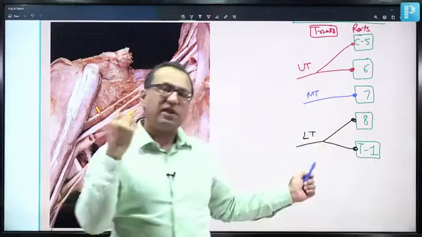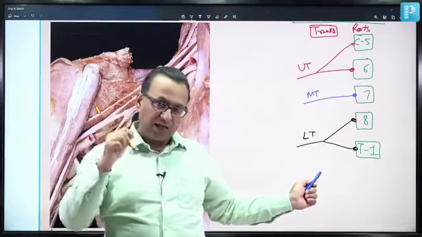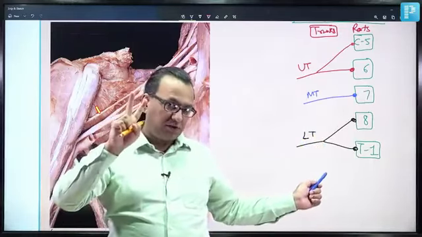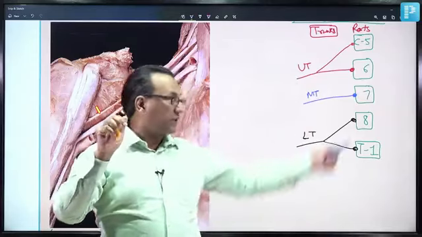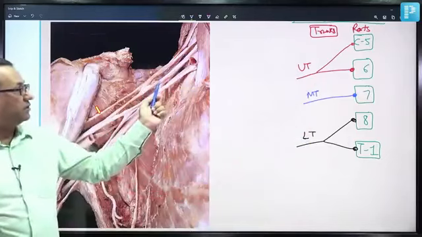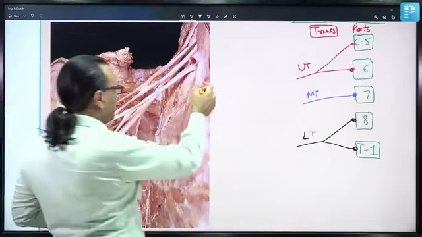These trunks are in the neck region. Now the trunks give anterior and posterior divisions. Before we start talking about those divisions, let us show these details in this diagram as well. First of all, let us mark some muscles here.